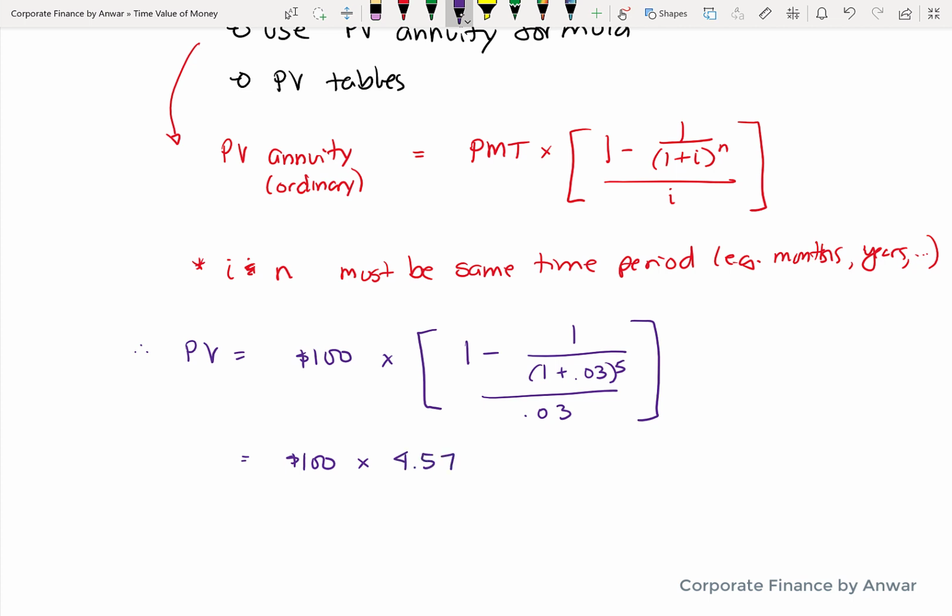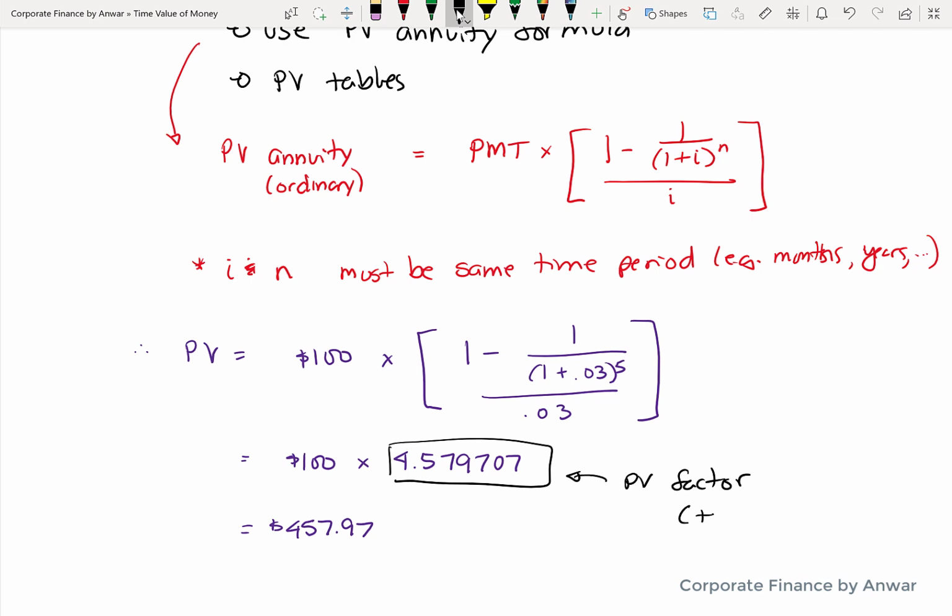Very similar to the last one, it's broken down into payment and the PV factor. If I multiply out what was in the bracket, it works out to 4.579707, which works out to $457.97. If you look at the right part of the formula, just as we did last time, it gives you the present value factor. 4.579707 is the present value factor that you can use or calculate from the present value tables, just like we did last time.